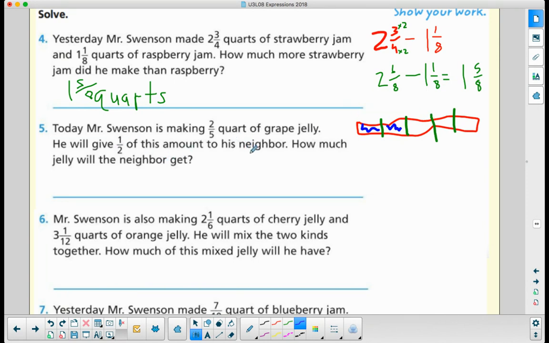He's going to give half of this amount to his neighbor. Well, half of it is this much. I'm taking part of this part of a quart. I'm taking 1 part, and it takes 1, 2, 3, 4, 5 parts to make the whole. What operation did I do? I multiplied. I took half of, fraction of means multiply, half of 2/5.